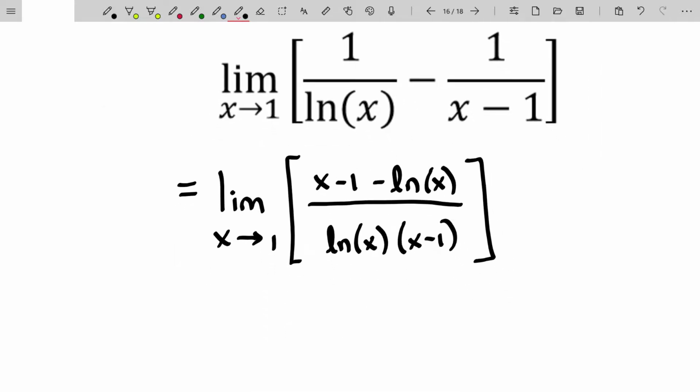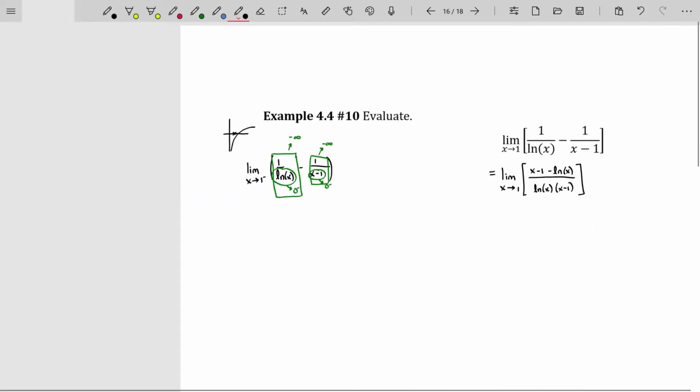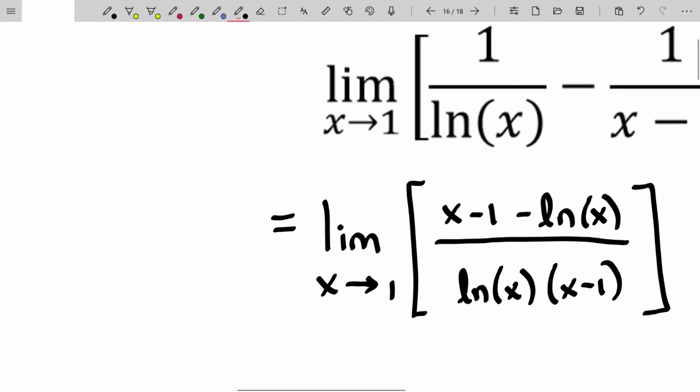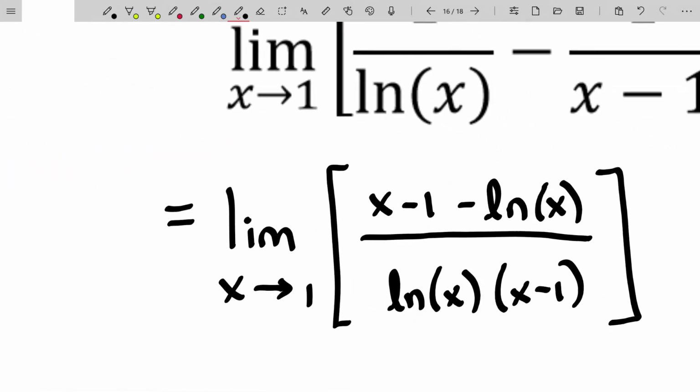Now, if you allow x to approach 1, you still have 0 over 0. Oh, wait, did you hear what I just said? You have 0 over 0. So doing this algebra first, rather than saying, oh, I have to split the limit, actually saves us from having to split the limit.